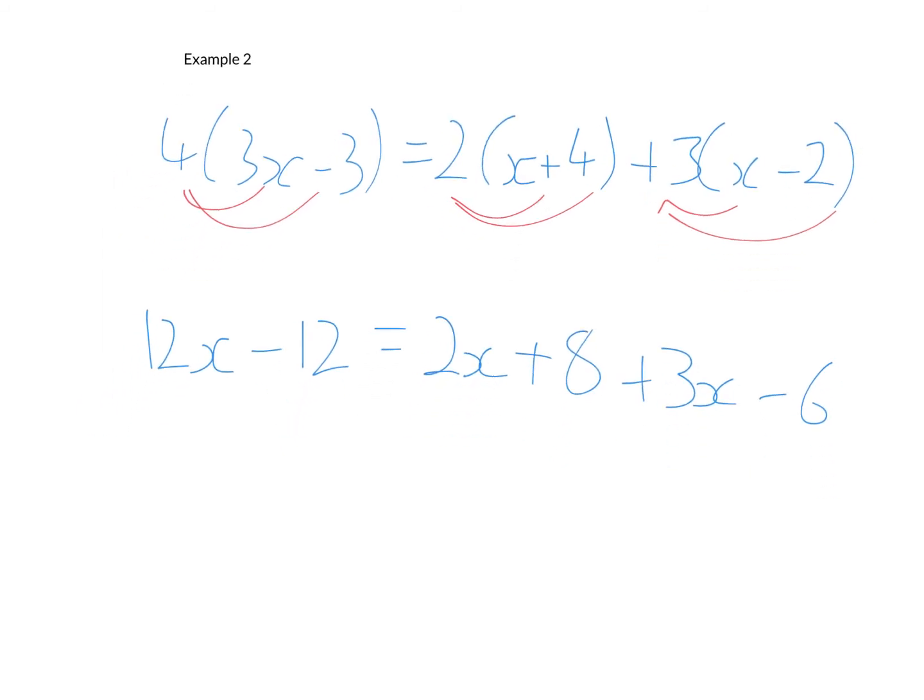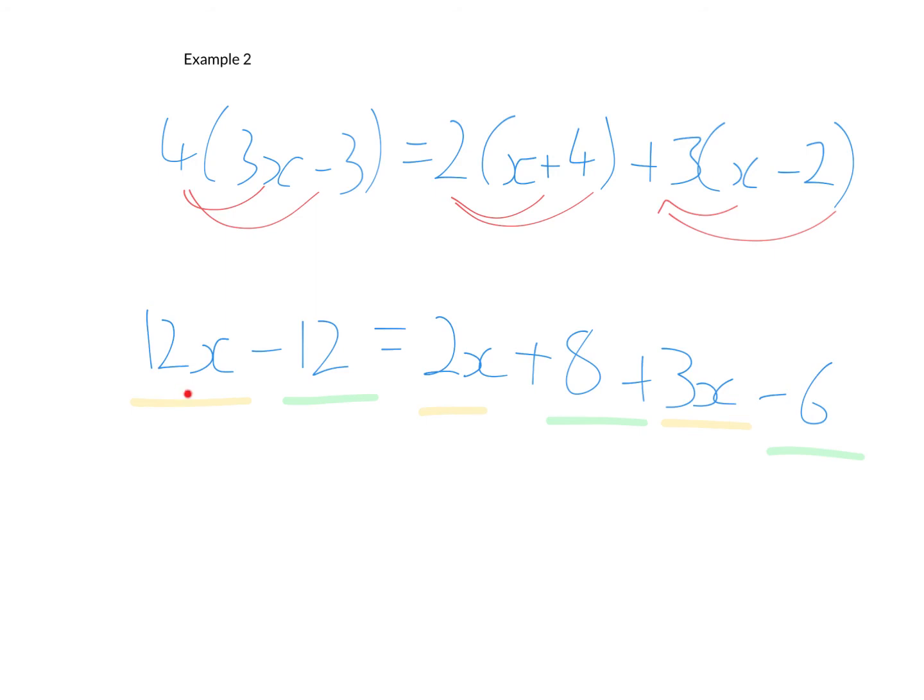Now you can see we have a whole heap of x terms. We've got a 12x, a 2x, a 3x, a minus 12, then for our constants, plus 8 is a constant, and minus 6 is a constant. So what I'm going to do is maybe just underline each of those in a different color. So my x's are going to be, let's say, yellow. So x's, x's, x's, and then my constants are going to be green.